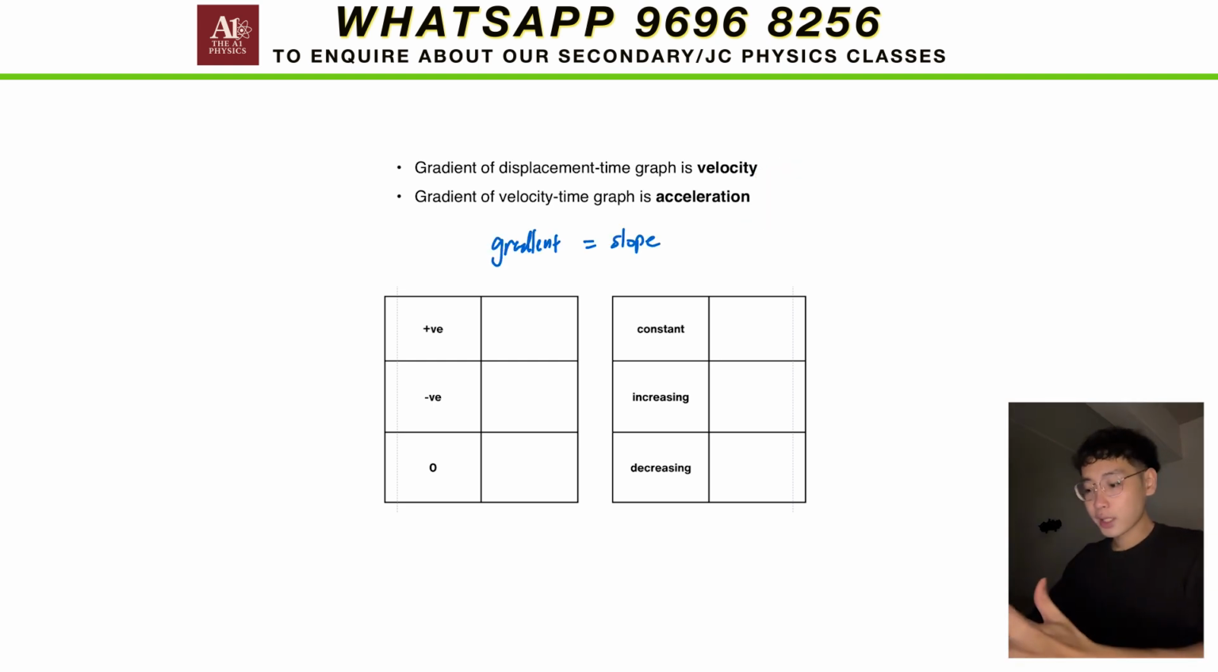So in the first place, what's gradient? Right, gradient is basically the slope of the graph. So gradient, there's two parts. Number one, is it positive, negative, or zero? And number two, is it constant, increasing, or decreasing?